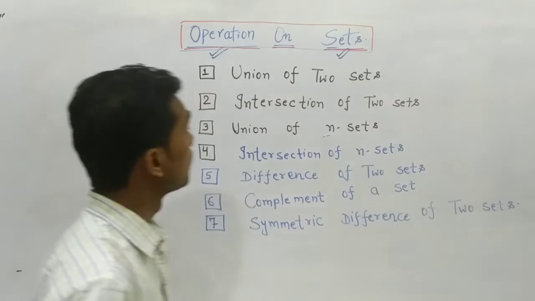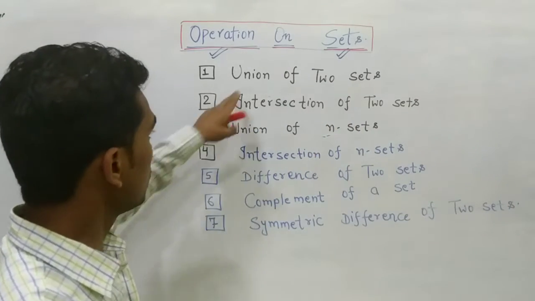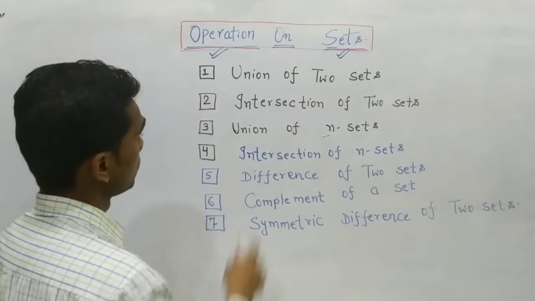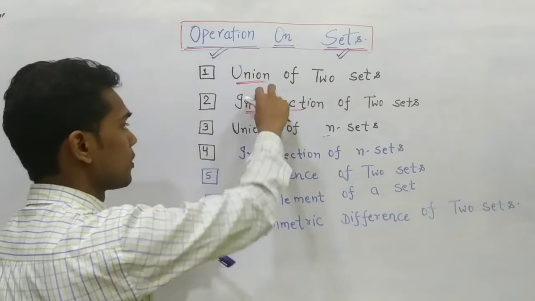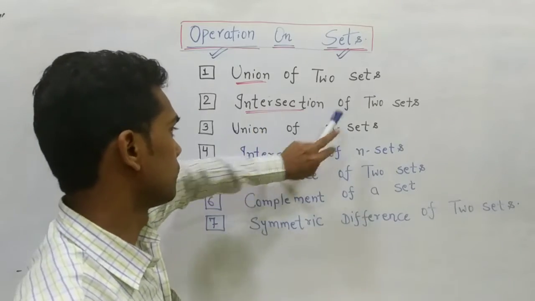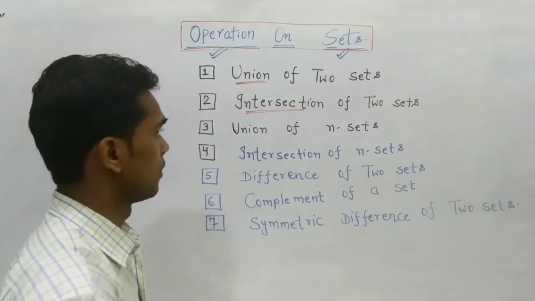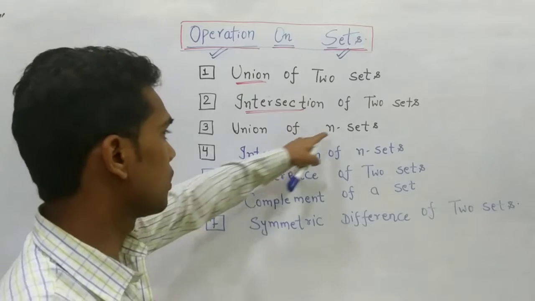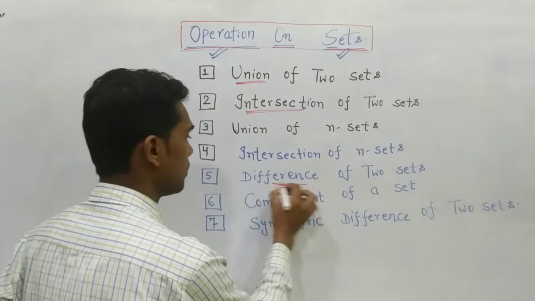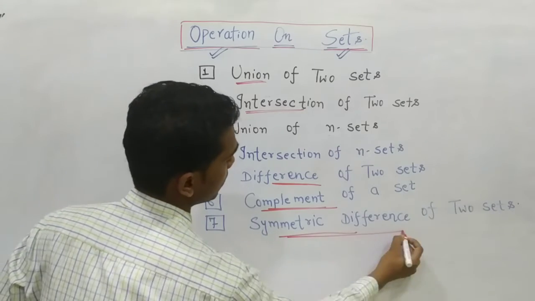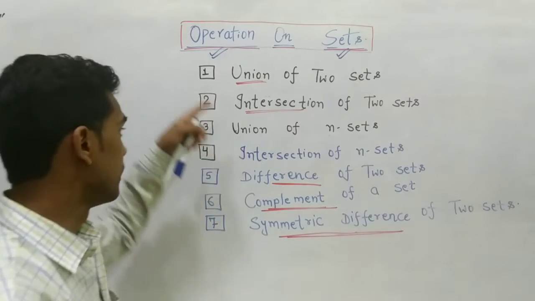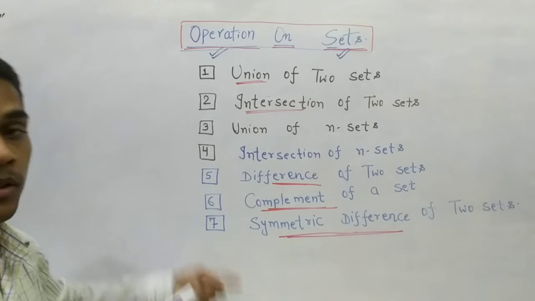Now we will discuss every type one by one. Union of two sets and intersection of two sets, and both processes on n sets. We will discuss union and intersection on n sets, and the next one, difference of two sets, complement, and the symmetric difference of two sets. We will discuss all these terms one by one.